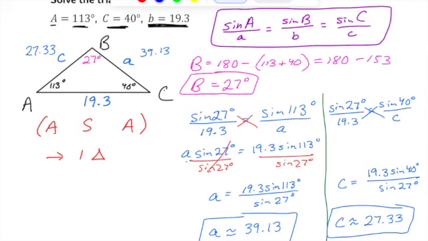to take a look at what you have here and remember that in a triangle, the smallest angle should always be across from the smallest side. 27 degrees, 19.3. The medium angle should be across from the medium side, in this case 27.333. And the longest side, 39.13, should be across from the biggest angle.